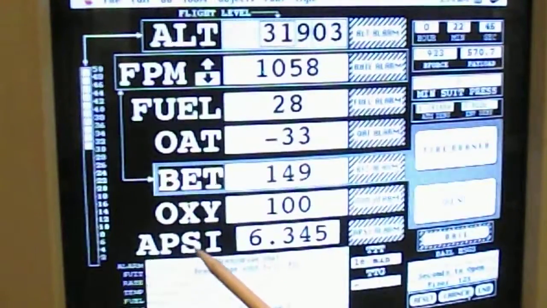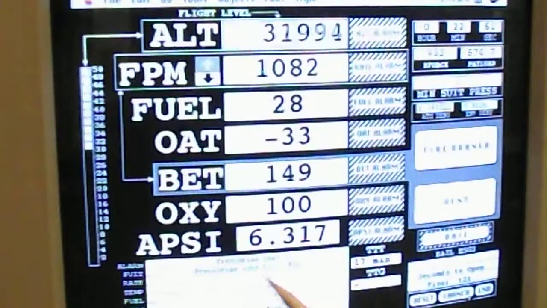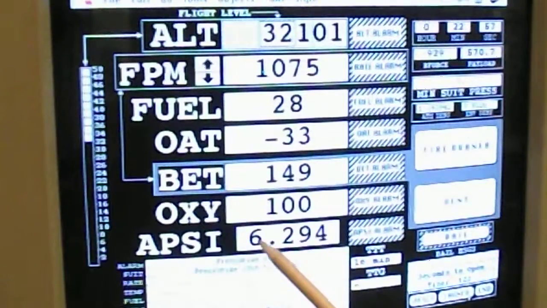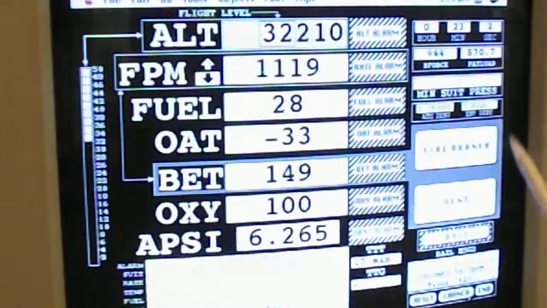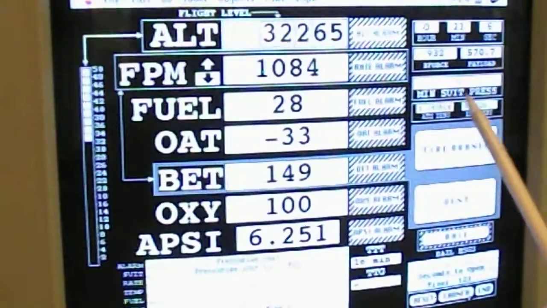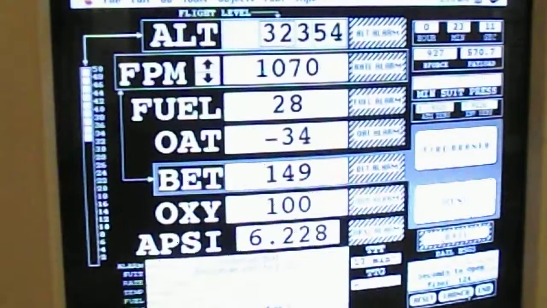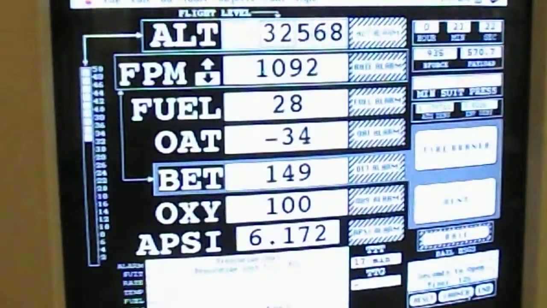APSI is ambient pressure per square inch, and we have 6.3 pounds of pressure right now. APSI at sea level is about 14.7 pounds per square inch, so we're down to about 6 psi outside right now. Because of that lowered pressure at 32,000 feet, I have an indicator that tells the minimum suit pressure. This is what the suit pressure should be set at. Right now it's 1 psi. Suit at 32,000 feet would be set to 1 psi. That is determined by the pressure schedule that I showed in the previous video. That pressure schedule tells me what pressures I should have at different altitudes.